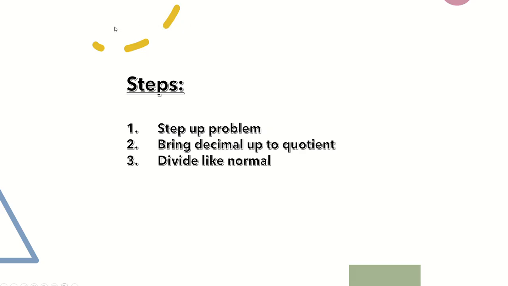Let's quickly review my steps. First, I would have to set up my problem. Not all division problems will be set up. I have to determine which one will be my dividend and which one will be my divisor. Secondly, I bring up my decimal. Once I have my problem set up, I bring my decimal straight up into my quotient. Remember, your quotient is the answer to a division problem. And then lastly, I would divide like normal. Most use DMSB. Again, divide, multiply, subtract, bring down. Let's go ahead and look at some practice questions now.